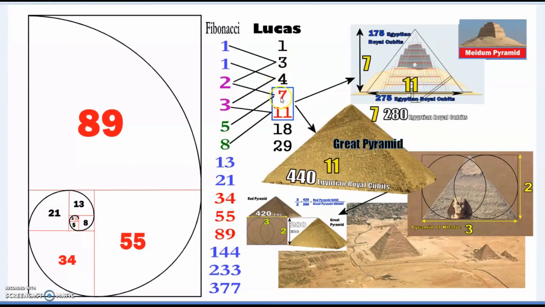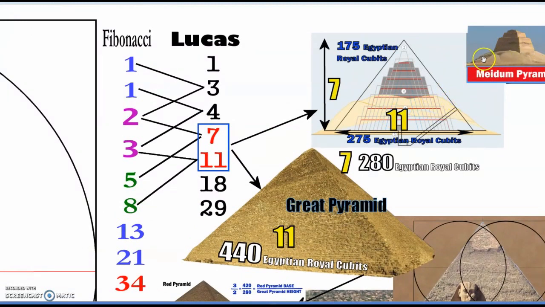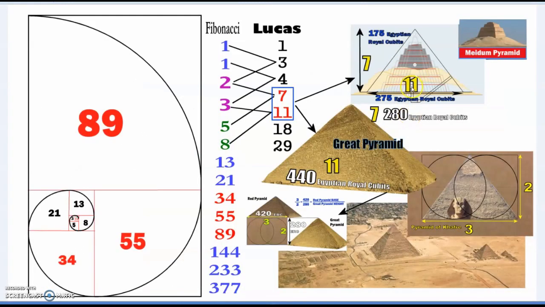Now, Lucas numbers 7 and 11. The Great Pyramid, 440 Egyptian cubits wide by 280 Egyptian cubits high. That gives us a ratio so that if the base is 11, then the height is 7. 7, 11. Now, that's the same as the Meidum Pyramid. The casing stones are still there, so we're able to work out the angle. It has the same angle, and because of the base still being there, we can work out the original height. So 275 Egyptian royal cubits base length, 175 Egyptian royal cubits high, which is also an 11 wide to 7 high ratio, just like the Great Pyramid.